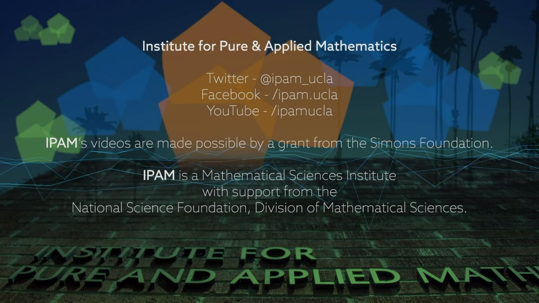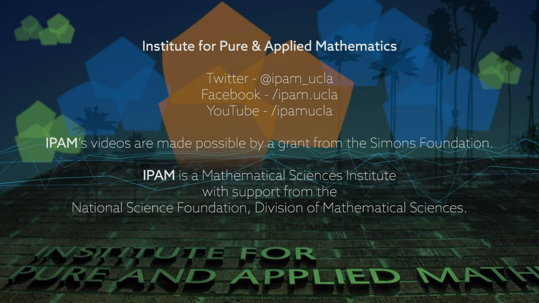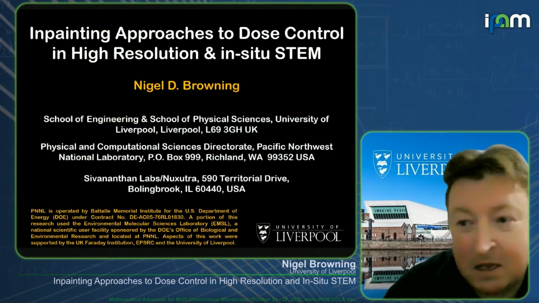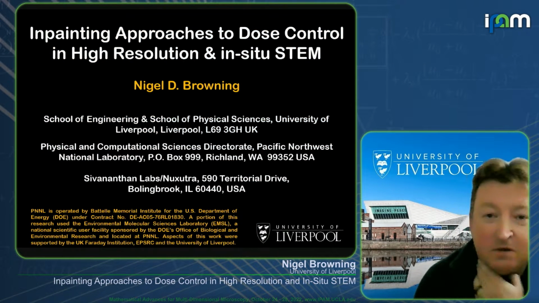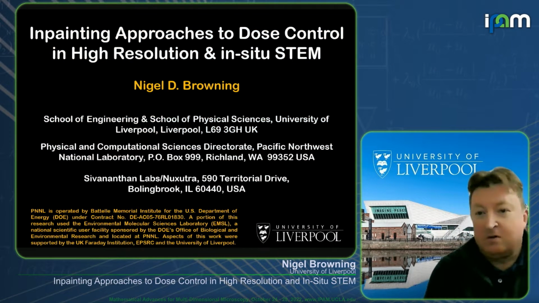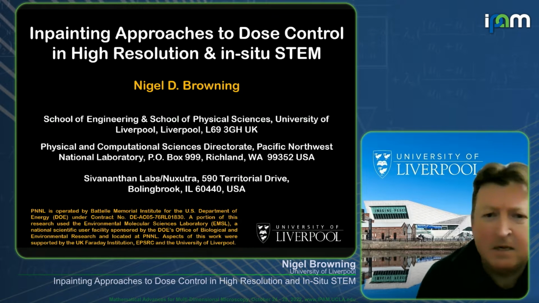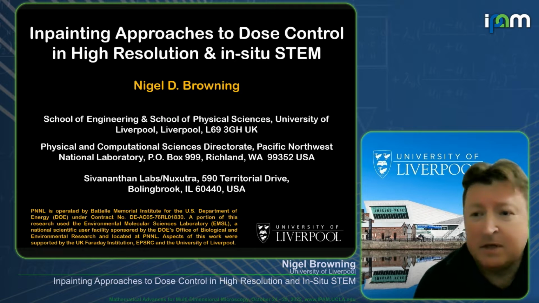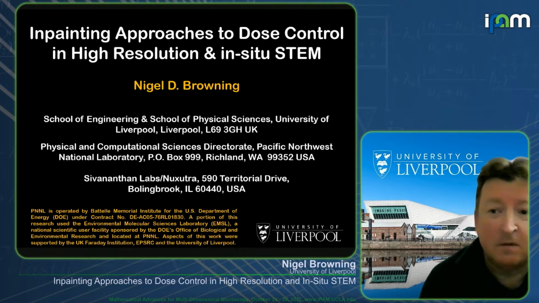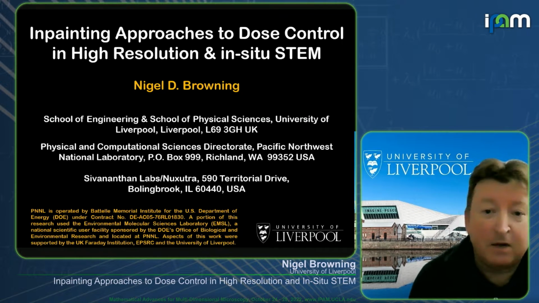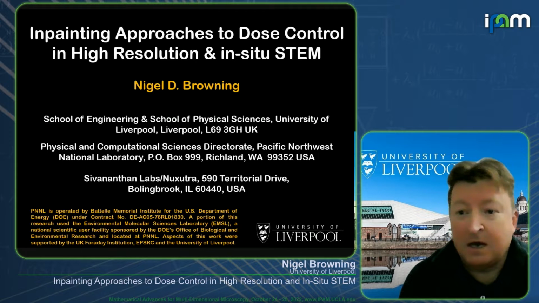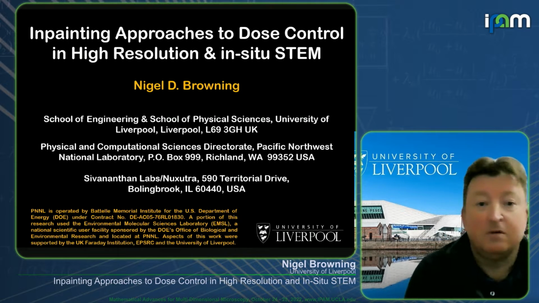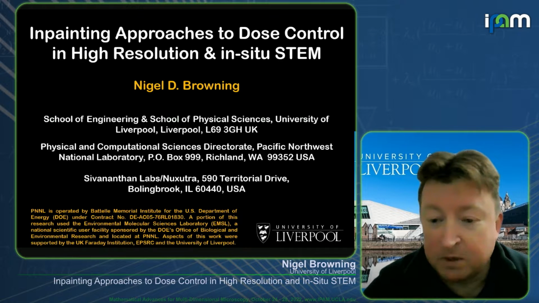So what I'm going to do today is talk about some of the things that we are doing at the University of Liverpool related to the use of in-painting to control the dose that we put into the electron microscope. The idea behind this is that if we get better dose control, then we can have more precise images, we can get better understanding of in-situ experiments, and be completely free, as much as we can, from the interaction of the electron beam.